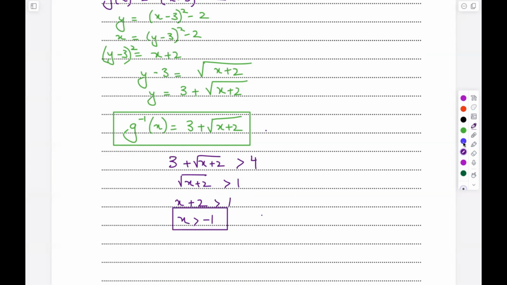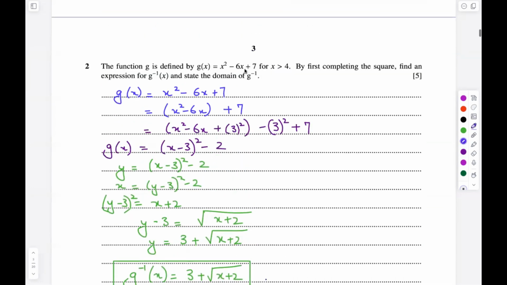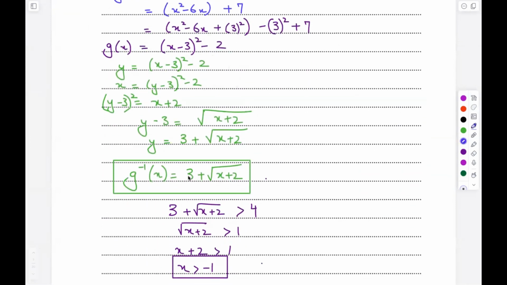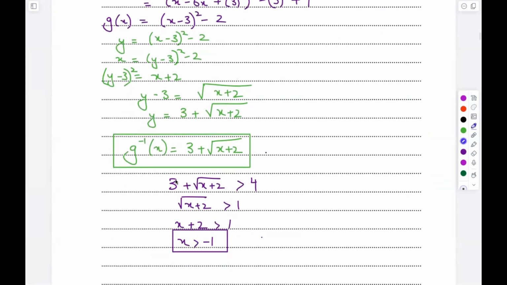However, just by looking at the expression, we can see that 3 plus this number must be 1 or more. So taking any value of x less than minus 1 would result in this becoming less than 1, and the range of this g inverse function will become less than 4. And as the domain of the original function was greater than 4, it means this whole function g inverse of x must be greater than 4. So only for values of x greater than minus 1, g inverse of x will be greater than 4. So the domain of g inverse will be x greater than minus 1.